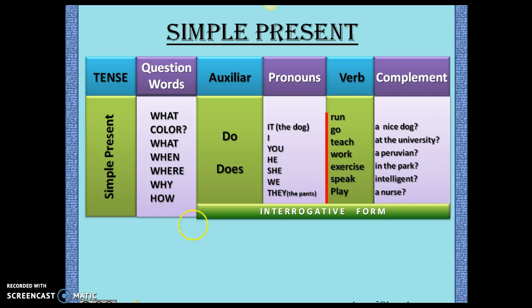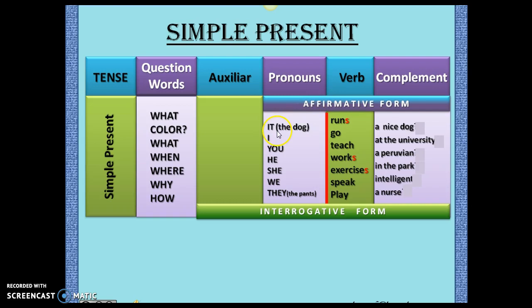Look, the auxiliary is not here. When we write from the pronoun on, here we have pronoun, verb, and complement, that is an affirmative sentence, okay? And as you see, the verb, some of them has the S. When do you put S to the verb? When the subject is he, she, or it.